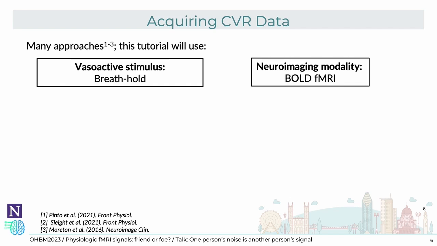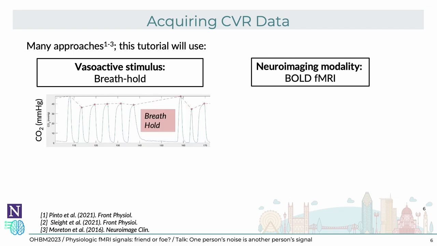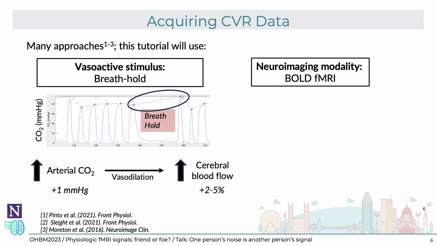Breath holds increase the pressure of CO2 in the blood, and you can see in this figure the increase in CO2 following the breath hold. This increase in CO2 causes the blood vessels to dilate and increases cerebral blood flow. As a result, there's an increase in the BOLD response to reflect this change in blood flow.